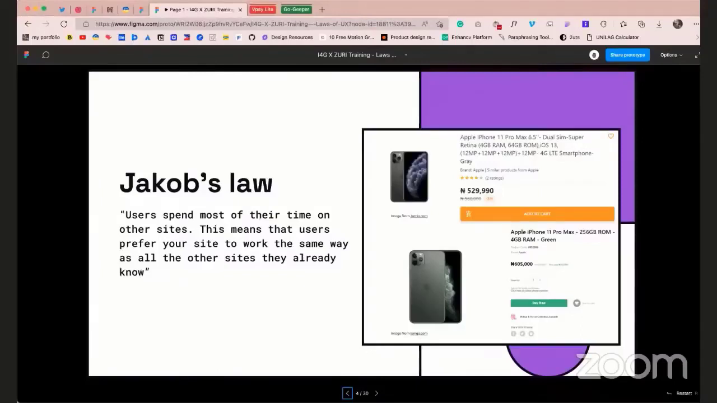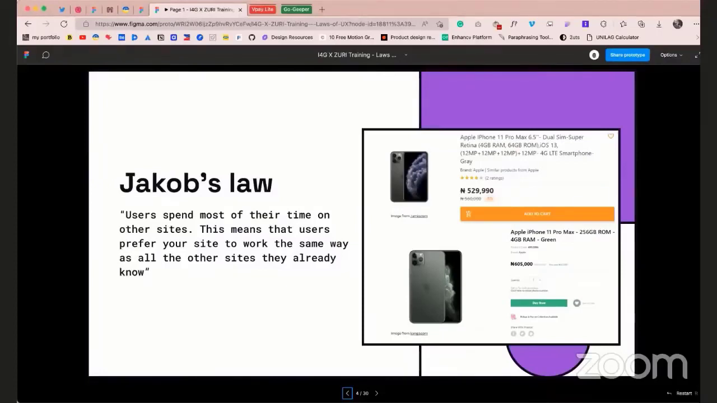So while you're being unique, while you're being creative with your designs and solutions, remember that users are familiar with specific mental models. In our heads, we already know how e-commerce sites should look like. There should be a bunch of options for me to choose from. There should be a bunch of pictures, there should be comments, there should be ratings from people.